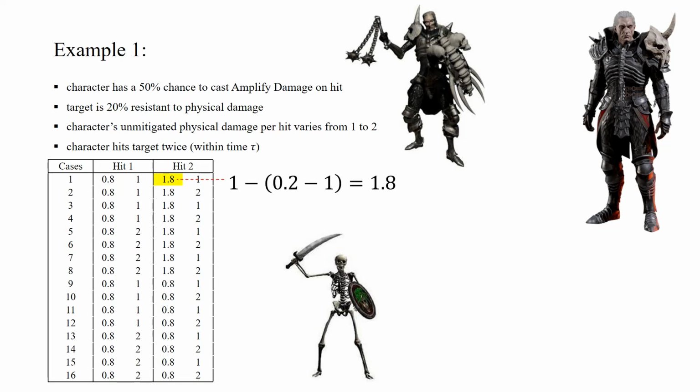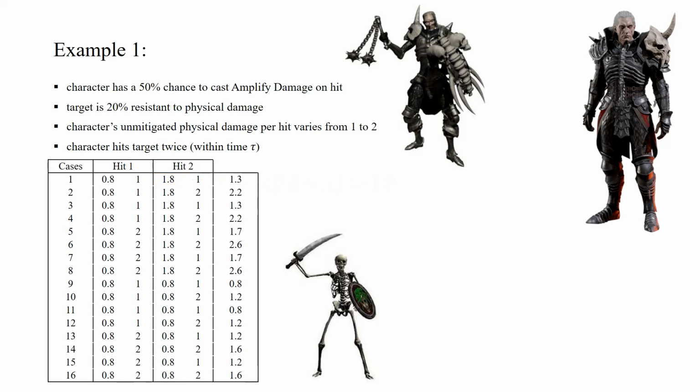We're not assuming we're breaking an immunity. So it's just 1 minus, in parentheses, 0.2 minus 1. That's just 1.8. So the first 8 cases where we had a success with the prior hit, we will have a reduction. And in the other 8 cases, 9 through 16, we will not, right? We'll still have a failure. So we have the resulting modifiers on hit 2 to the damage we would have dealt on that hit.